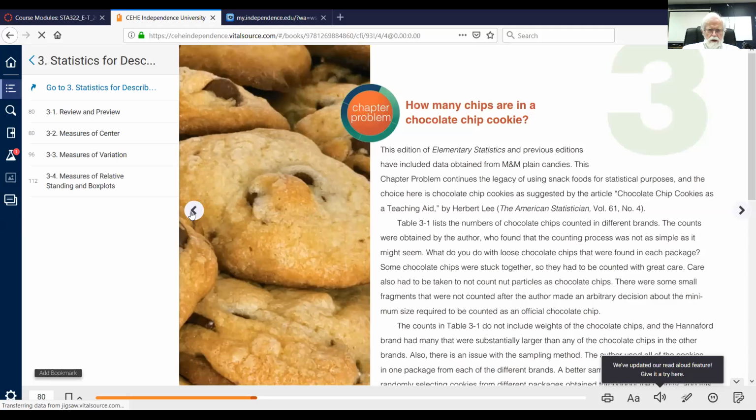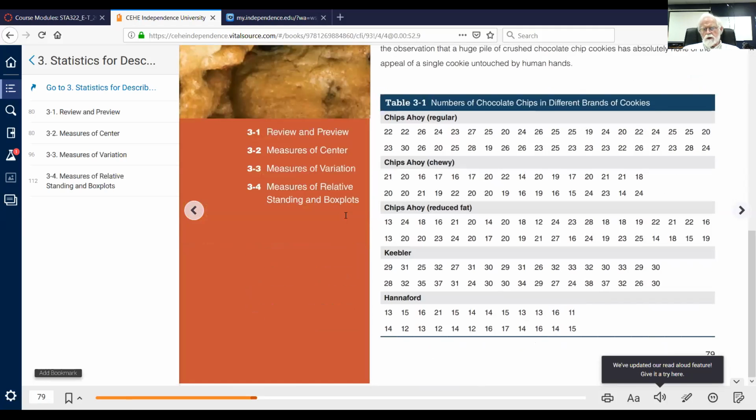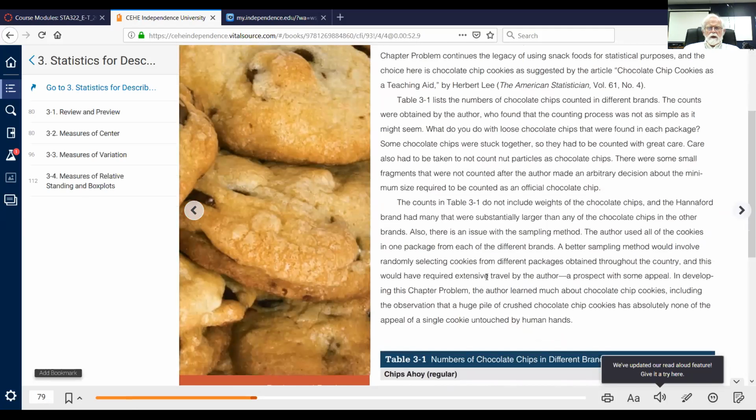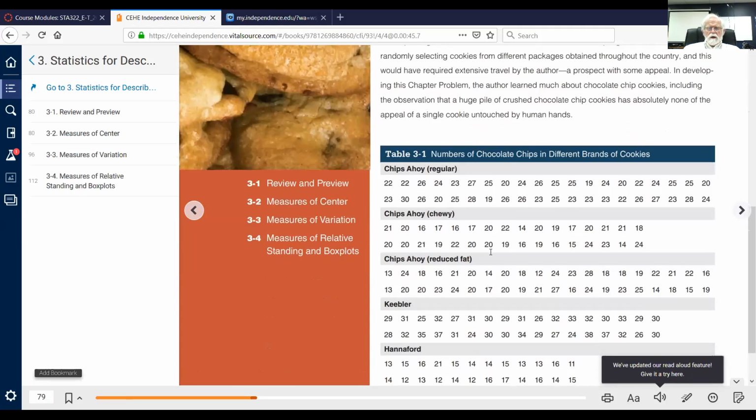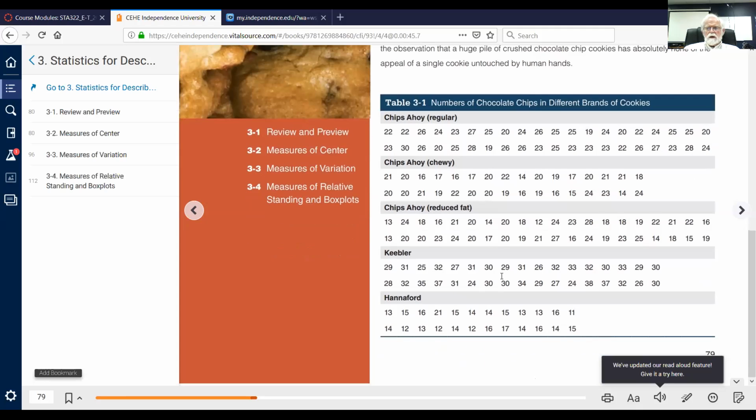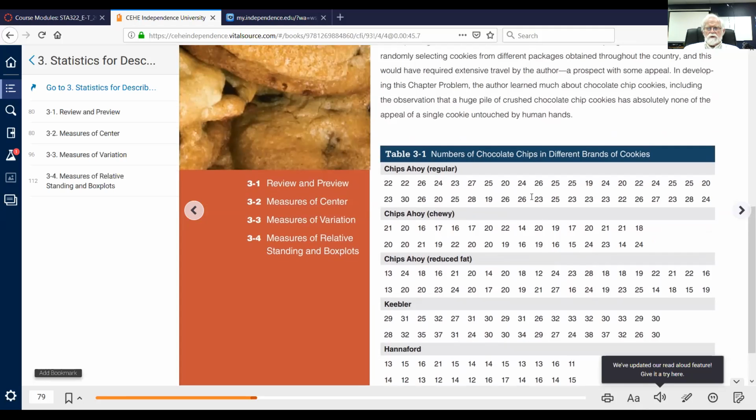Let's back up. So we're going to be looking at something that sounds kind of trivial, but they're good examples of how we do a lot of statistical analysis. Here, we're looking at the number of chocolate chips in different brands of cookies. Now, there are 3 different Chips Ahoy brand: regular, chewy, reduced fat. There's Keebler, and there's something called Hannaford. So there's differing numbers here. We've got 40 samples of Chips Ahoy and Chips Ahoy reduced fat, and 32 examples of the chewy, 36 examples of Keebler, and 26 examples of Hannaford cookies. These are not matched pairs, they're just different samples of different cookies.